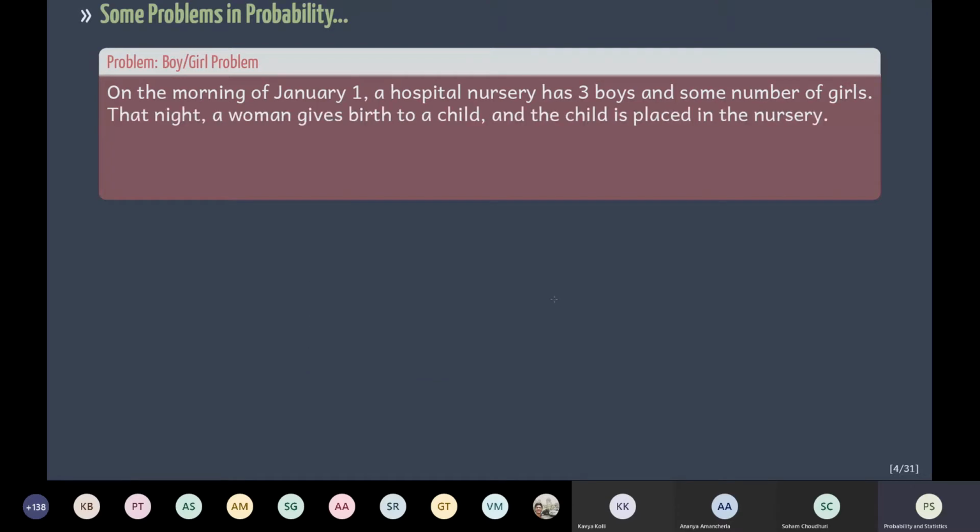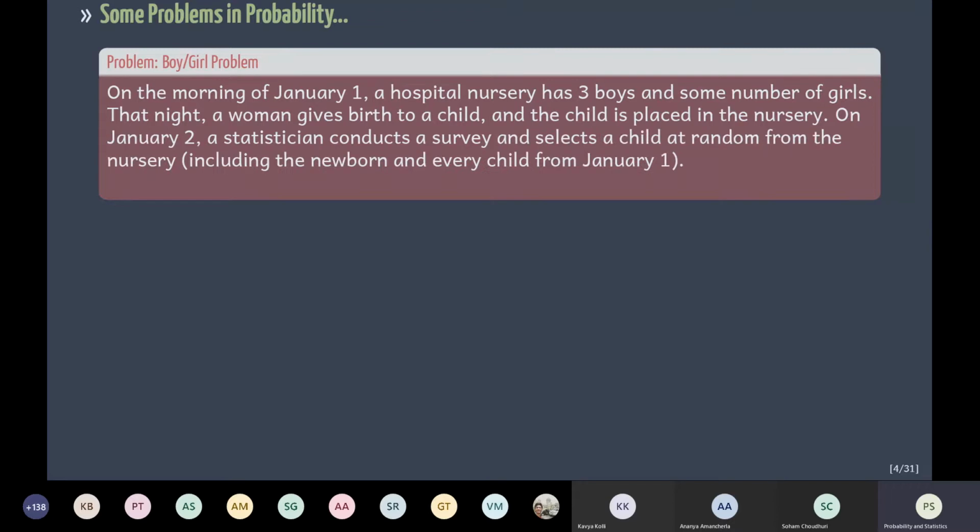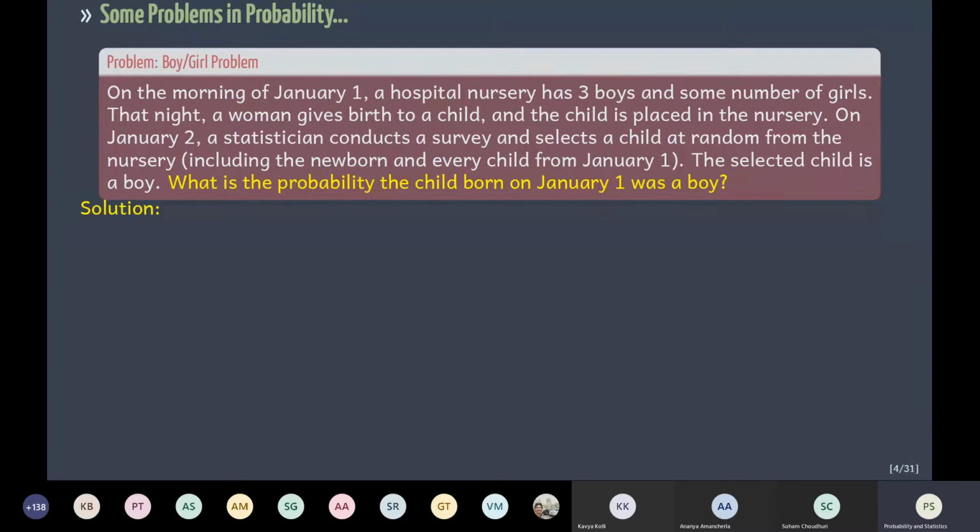Okay, and that night a woman gives birth to a child, and the child is placed in the nursery. And on January 2nd, a statistician conducts a survey and selects a child at random from the nursery, including the newborn and every child from January 1. Then the selected child turns out to be a boy. Then what is the probability that the child born on January 1 was a boy?